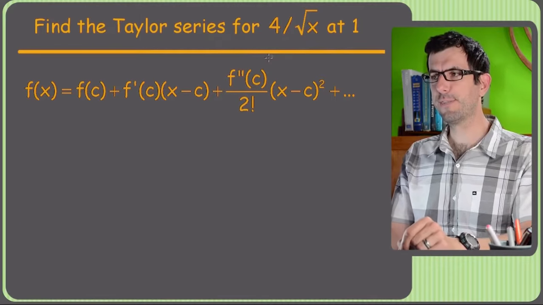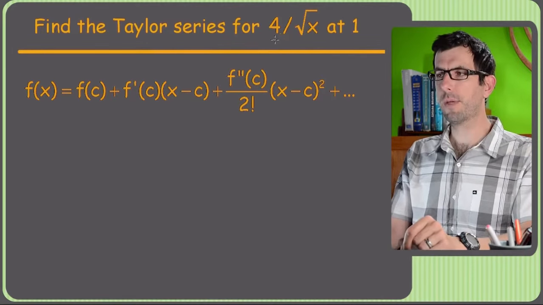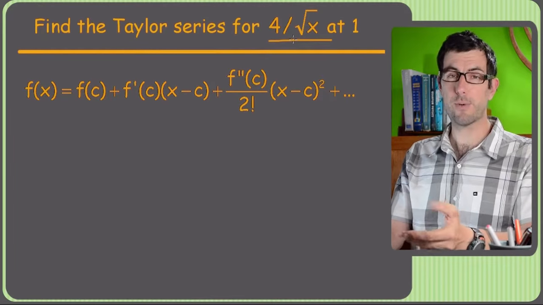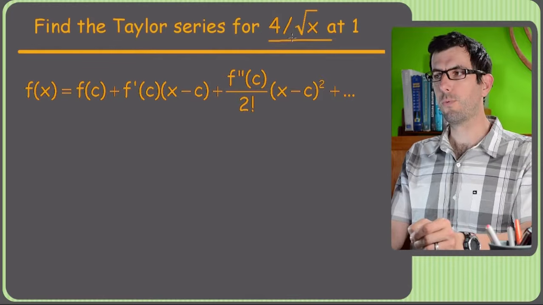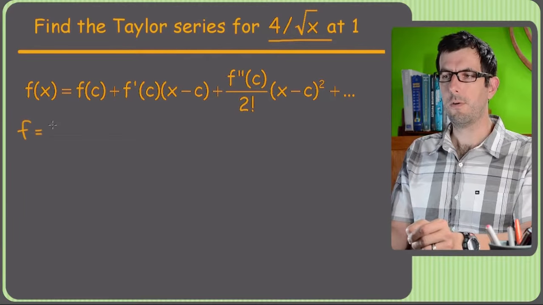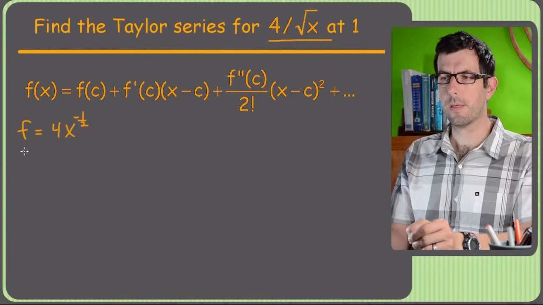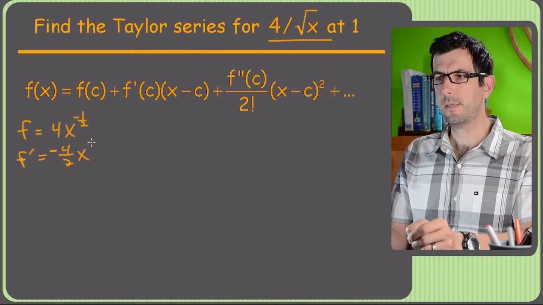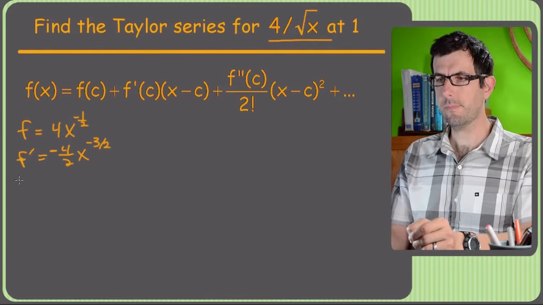All right, so find the Taylor series for this crazy function. So this is not one of your basic functions, but we know how to take its derivative, right? So we can just plug and chug through the formula. And in this one, let's just do however many terms we got here. All right, so f equals 4 times x to the minus 1/2. F prime is going to equal negative 4/2 times x to negative 3/2. And that was a negative 2, x to the negative 3/2.